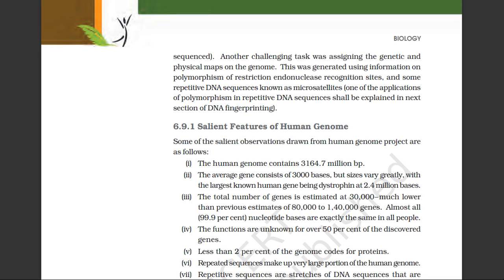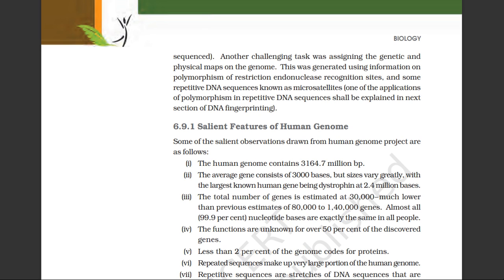Almost all, 99.9%, nucleotide bases are exactly the same in all people. 4. The functions are unknown for over 50% of the discovered genes. 5. Less than 2% of the genome codes for proteins. 6. Repeated sequences make a very large portion of the human genome.